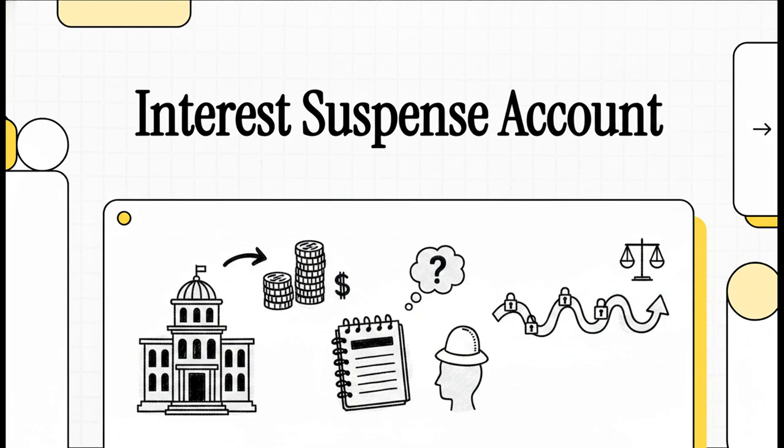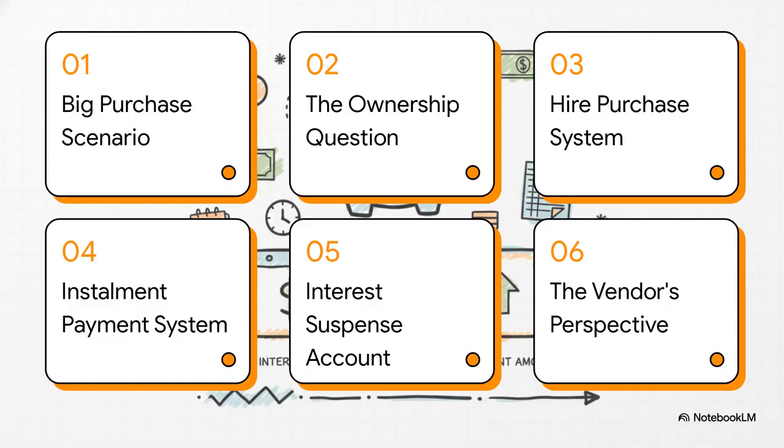Let's dive right in. All right, here is our syllabus for today. First, we'll look at the big purchase scenario. Then, the ownership question. Third, we cover the hire purchase system, followed by the installment payment system. Fifth, we'll tackle the interest suspense account itself. And finally, we'll wrap up with the vendor's perspective.